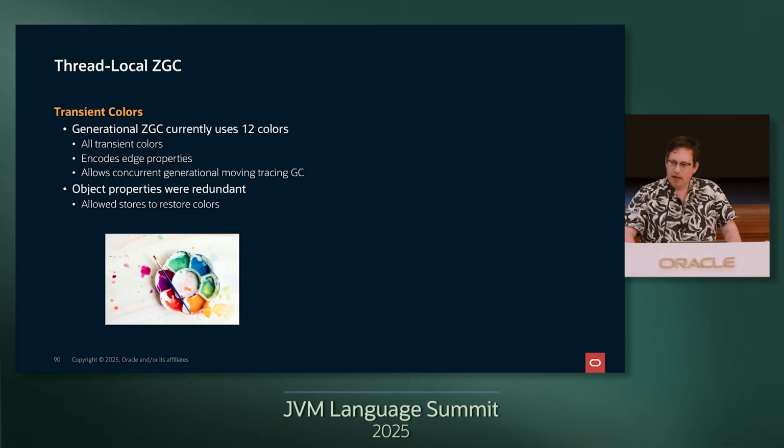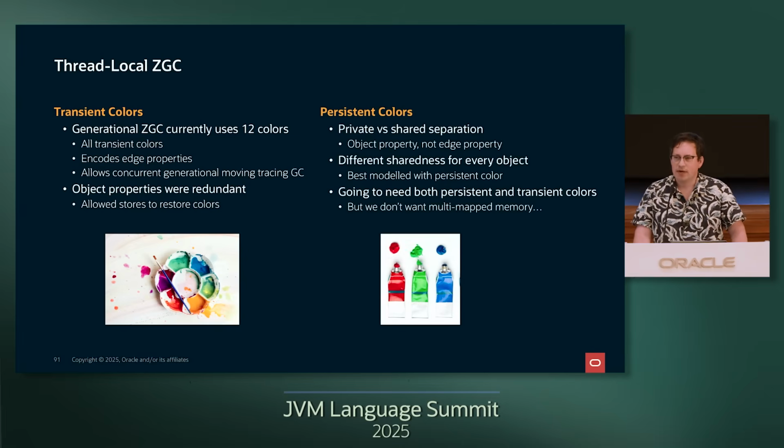So we know we have 12 transient colors today, and it allows us to do some interesting things. But one of the things we can't do with these colored roots is to encode object properties. We've gotten really good at encoding edge properties, but not object properties. And the thing is, the separation between private and shared objects is more fine-grained. For different objects, some of them are private, and some of them are shared. So for this, we can't really use transient colors.